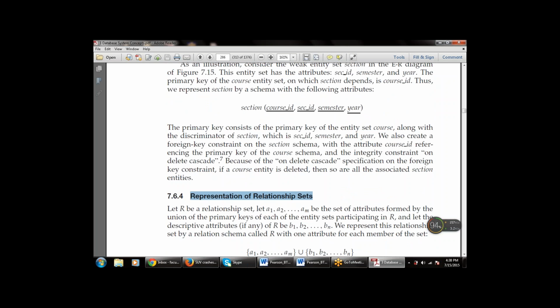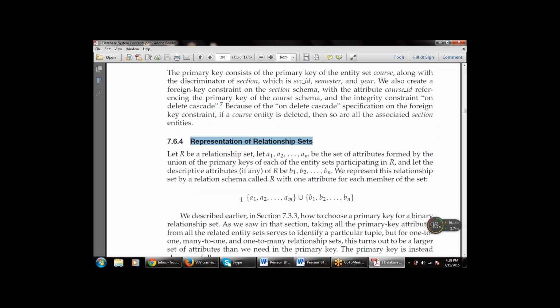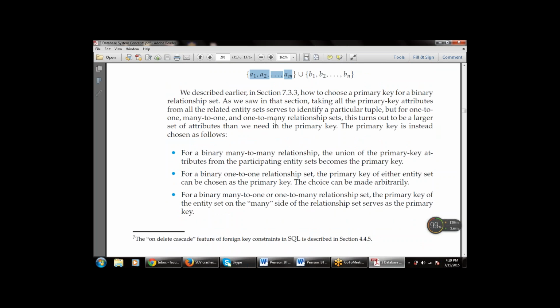The next is representation of the relationship sets. How to represent the relationship sets with the help of the ER diagram? This is the method: A1 till AM union B1 till Bn. So these are the various entity sets that are available, that is A1, A2 till AM and B1, B2 till Bn. These are the various relationships that will be used: one to one, one to many, many to one. This turned out to be a larger set of attributes than we need in the primary key. So what primary key is used instead is as follows.